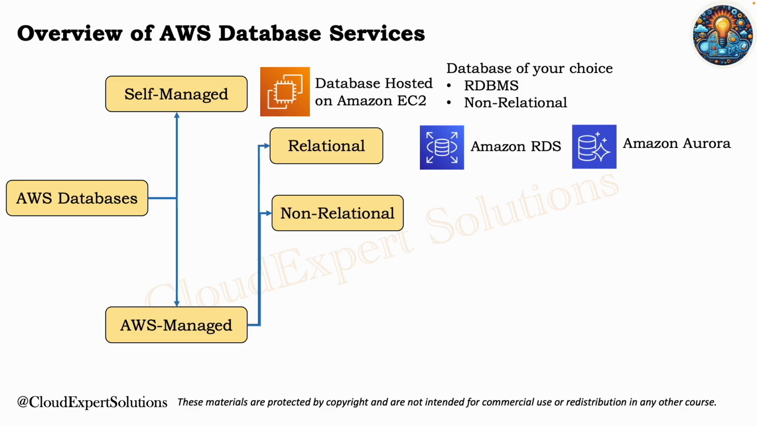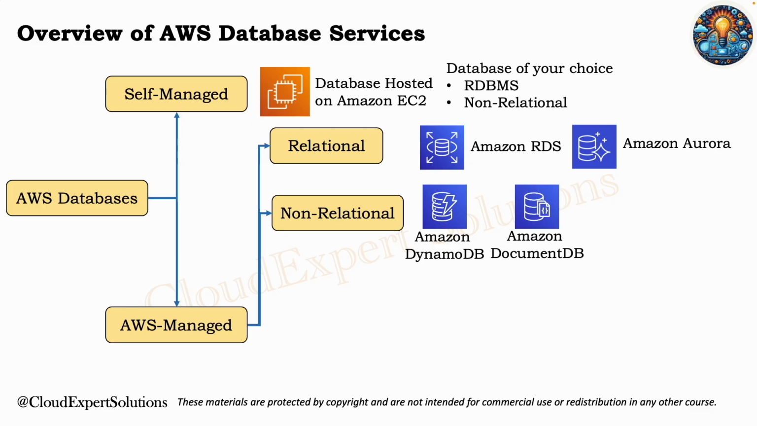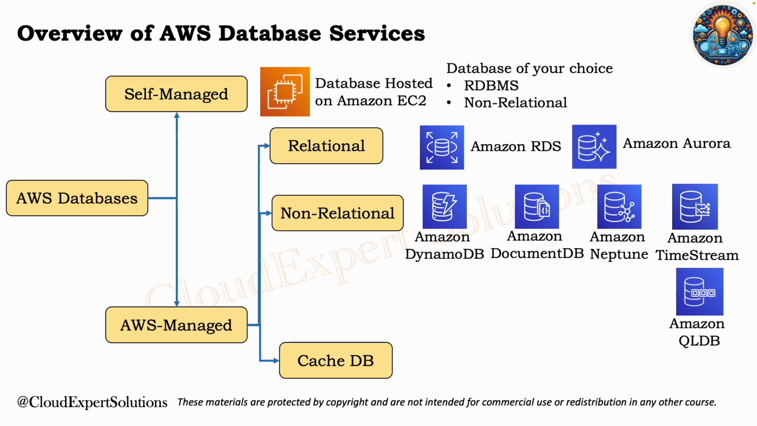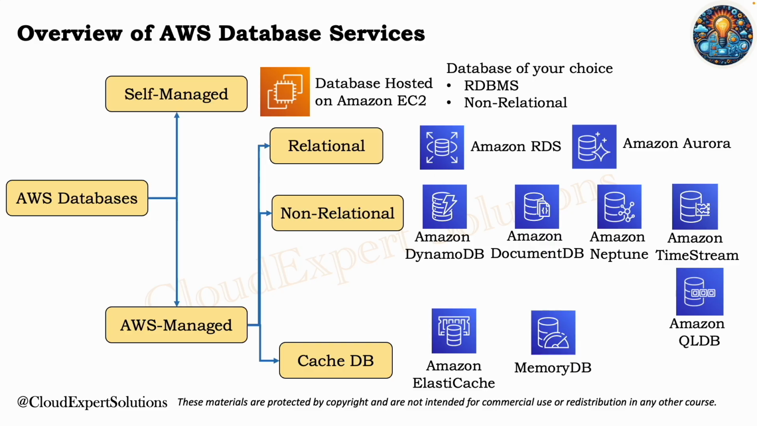Under the non-relational database category, we have options like Amazon DynamoDB for key value stores, Amazon DocumentDB for working with JSON-like documents, Amazon Neptune for graph databases, Amazon Timestream for time series data, and Amazon QLDB for quantum ledger data. There are also databases for application caching, and we have options like Amazon ElastiCache where we have the database engine options, either Redis or Memcached, and the other in-memory database offering is Amazon MemoryDB for Redis.